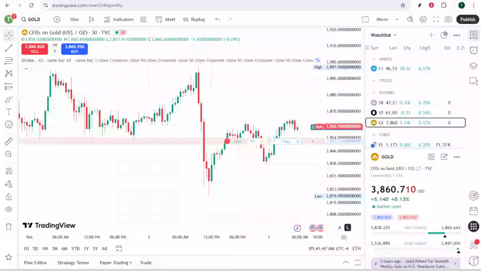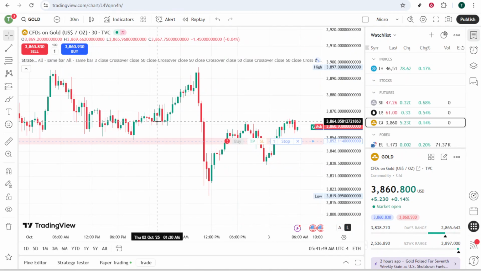In today's video, I'm going to teach you how to set up a pairs trade on TradingView. Pairs trading is an advanced market-neutral trading strategy that helps you capitalize on the relative strength between two correlated assets. If you're ready to dive in, let's walk through the process step by step.